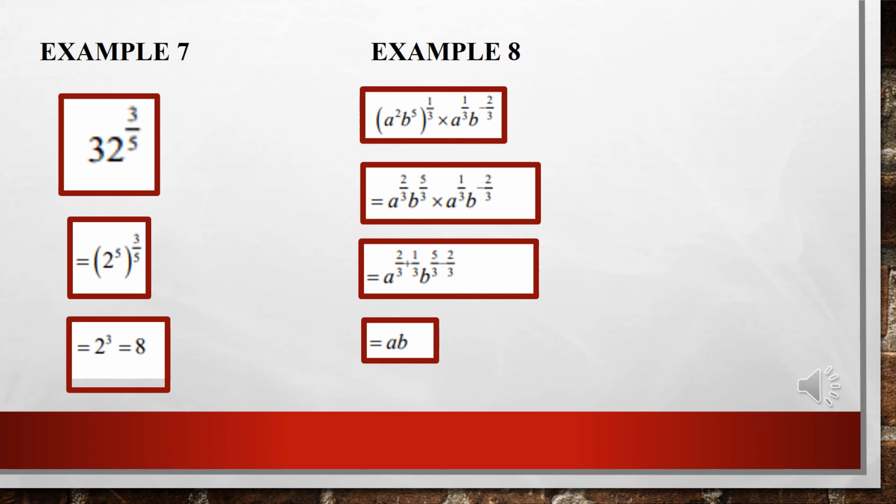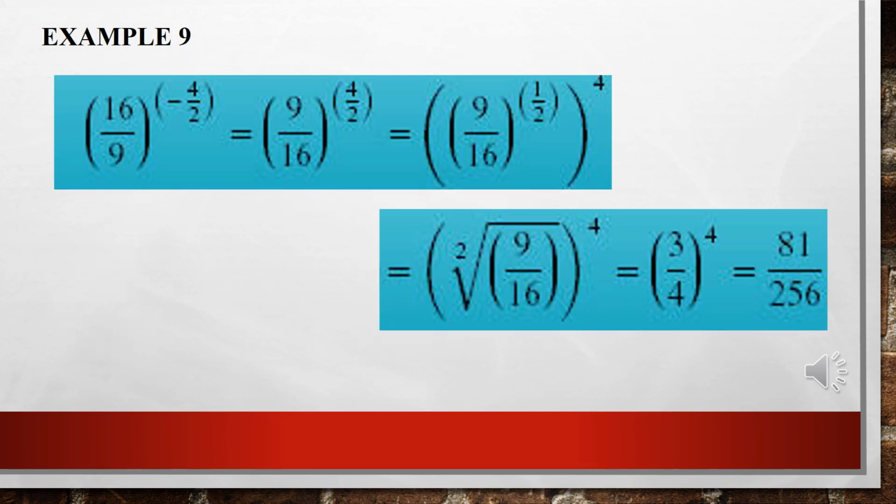Do not panic if you see a question like example 8. In the first step, you multiply the power of 1 over 3 into the brackets, and then gather the a and b together with their powers. Since it's multiplication of indices, we add the powers no matter whether the power is positive or negative.